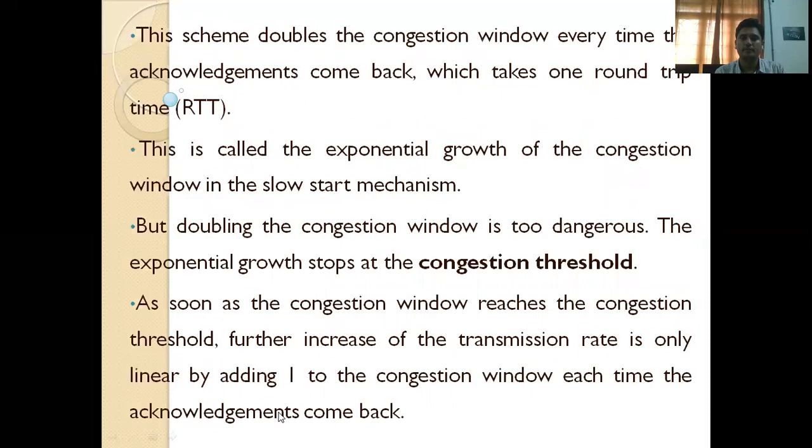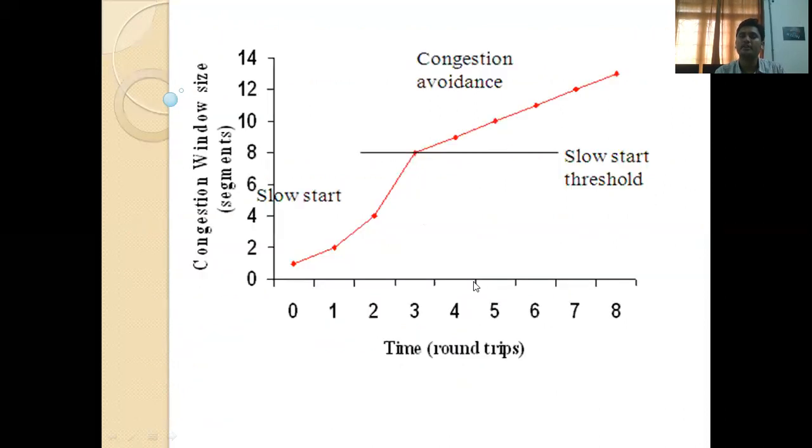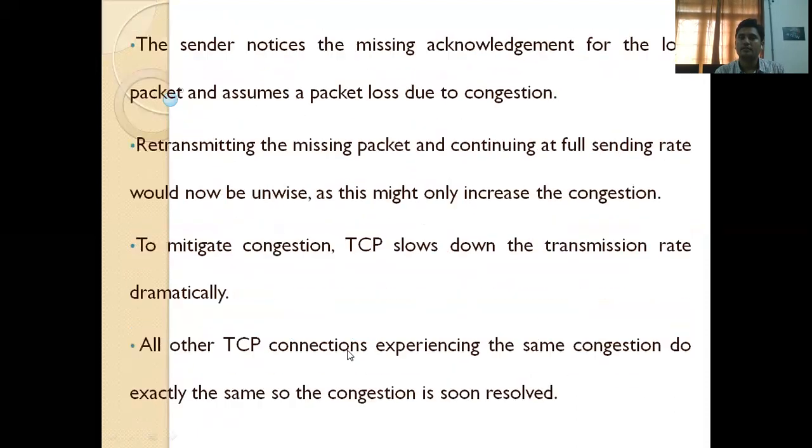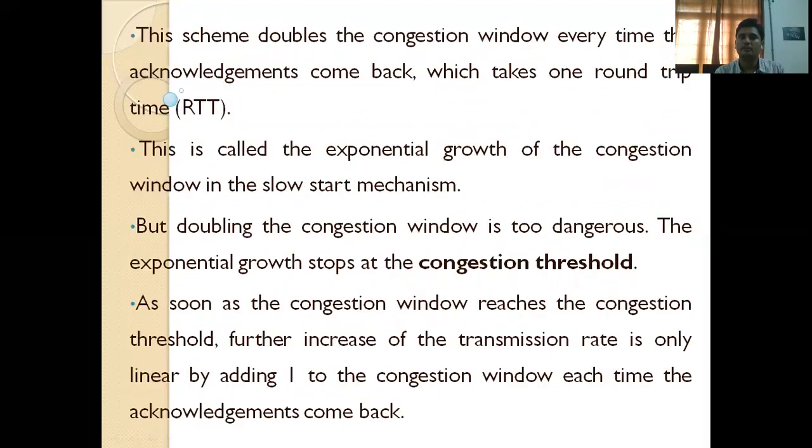So doubling here. But doubling the congestion window is too dangerous. The exponential growth stops at the congestion threshold. So growth is stopped here and proceeds in this way. So this is the congestion control and slow start.